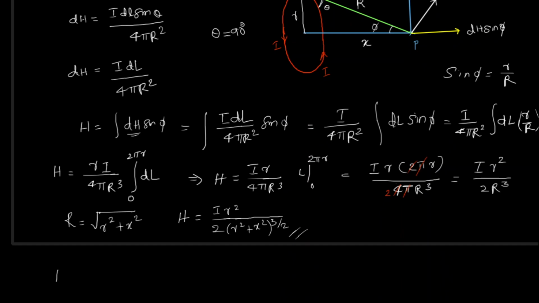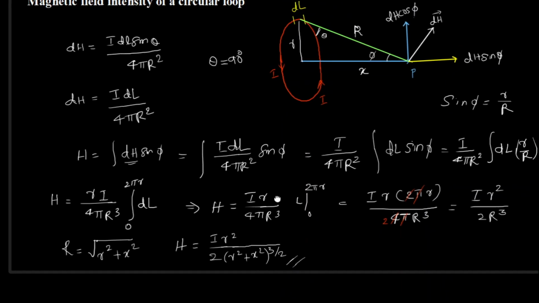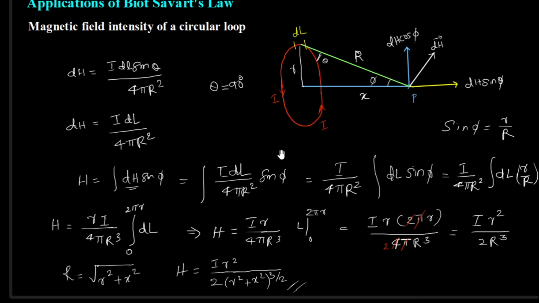Before writing the expression for B, see here, the expression for H is in magnitude. I didn't consider the direction of the magnetic field intensity at all. But at this point, we know that the magnetic field intensity will be in this direction. Explained here, there is no dH cos phi, they are cancelling each other. So my total H is always in this direction.